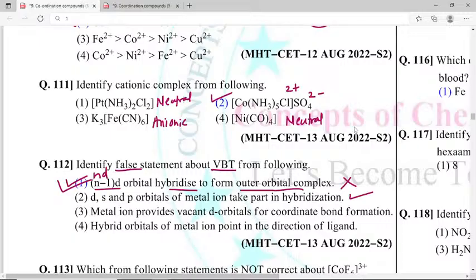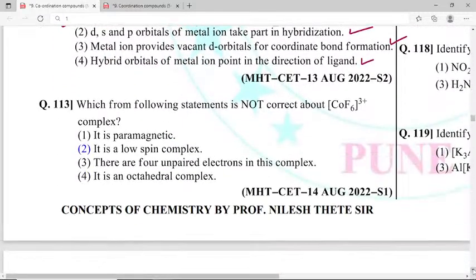Correct. Metal ion provides vacancy orbital for coordination bond formation. Correct. Hybrid orbital of metal ion points in the direction of ligands. Correct. Okay, which from the following statements is not correct about CoF6 3- complex?